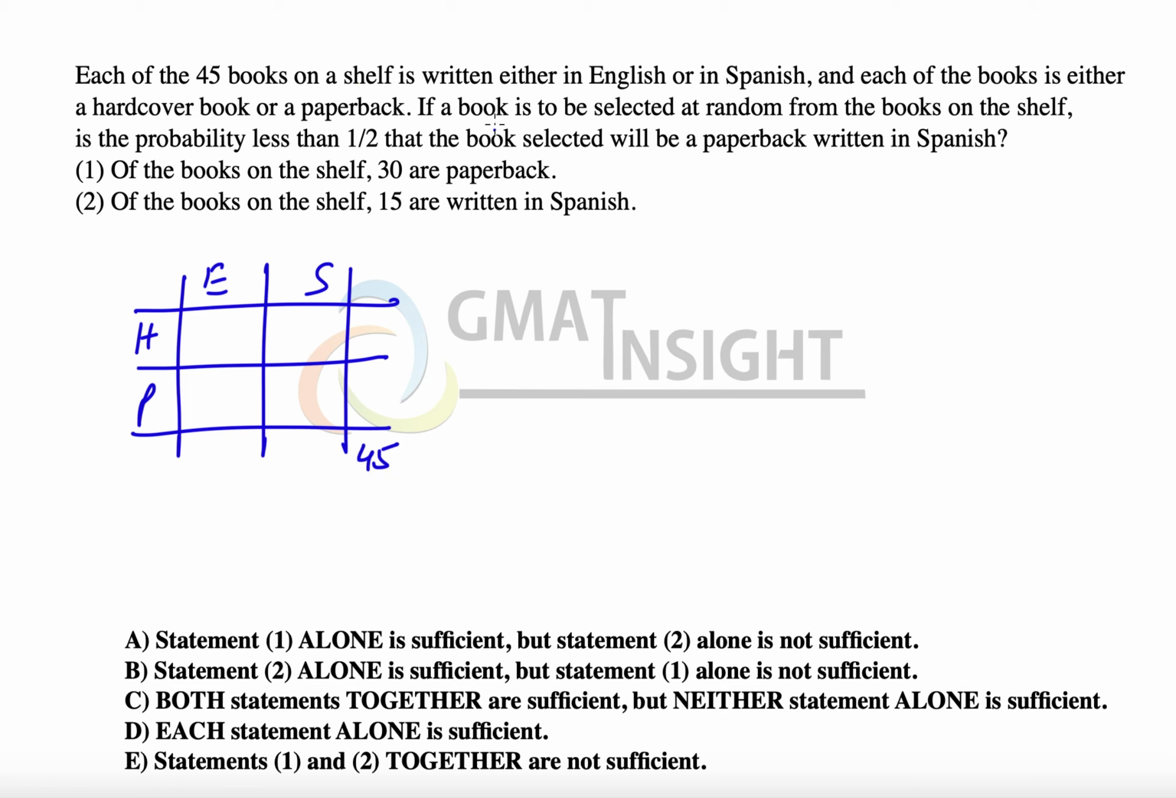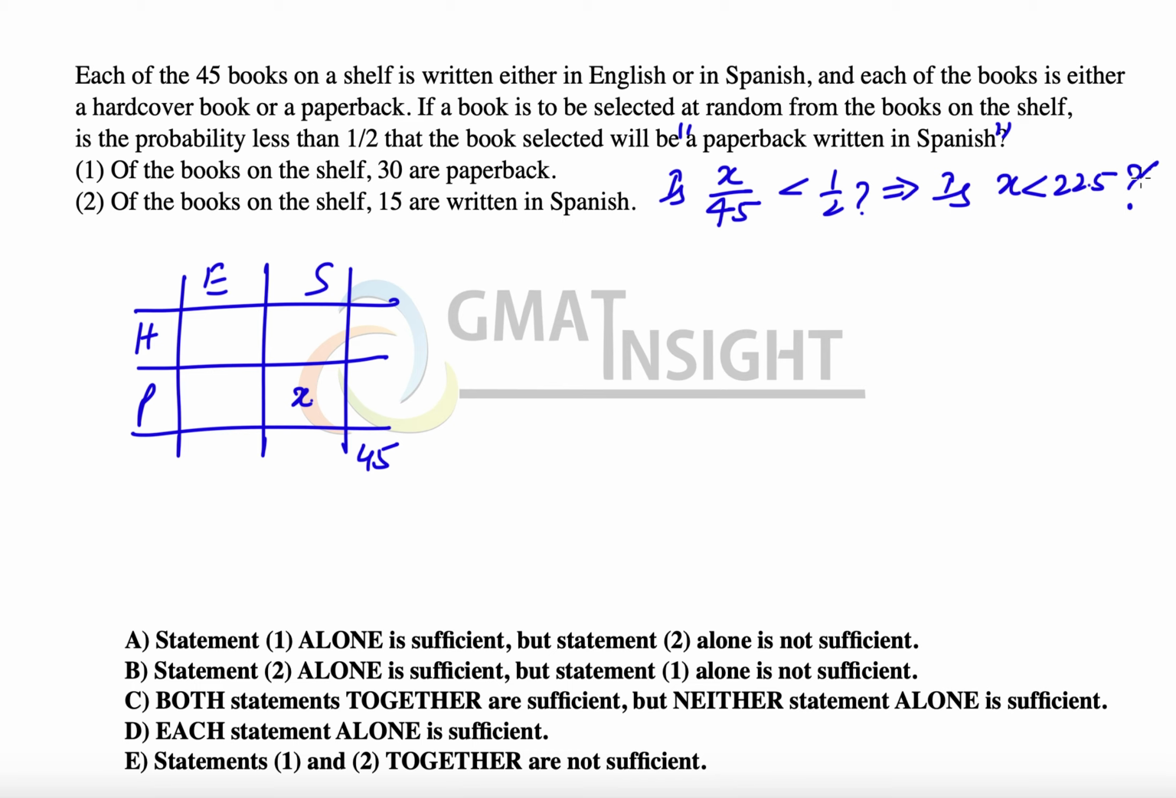And now if a book is to be selected at random from the books on the shelf, is the probability less than 1 by 2 that the book selected will be a paperback written in Spanish? Paperback written in Spanish. Let's suppose that paperback books written in Spanish are X. So the question is asking the probability of a book to be this one is X over 45, and the question is, is this probability less than 1 by 2? That means the question is simply asking, is X less than 22.5 or not?